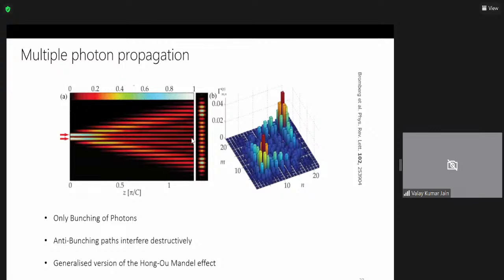This is a general wave phenomenon. This is a generalized version of the Hong-Ou-Mandel effect. You will see that this joint probability density matrix has changed now. There's only two lobes instead of four, and either both of them want to come out at 10, 10 or both of them want to come out at 20, 20. The probabilities are very high.